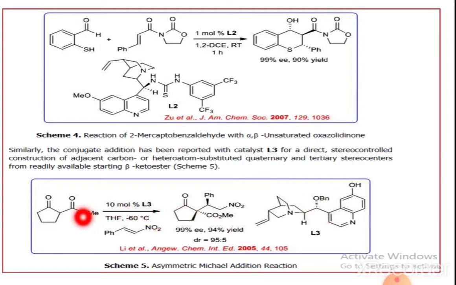Okay, here we know the mechanism. Here first the abstraction of the proton, and here it is a simple aldol reaction, Michael addition reaction. Here we get the enolate ion, this will attack. Okay, and here we get this product.